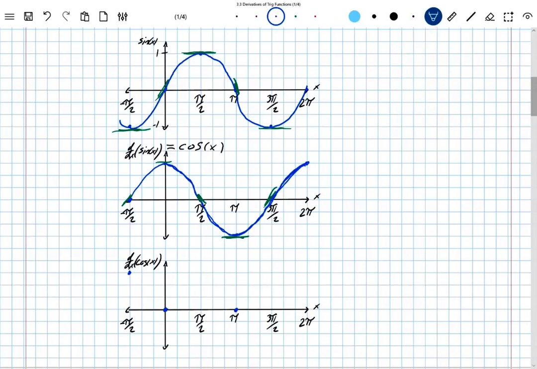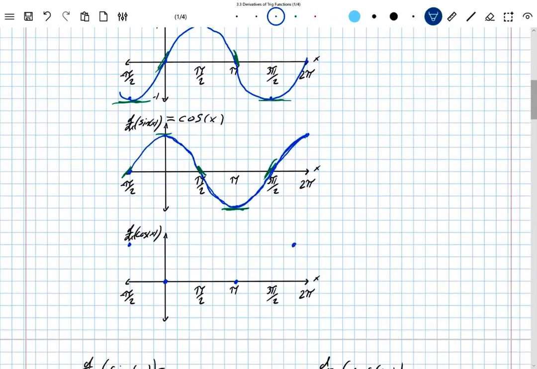Maybe you can try to fill this in yourself. It's at a minimum at pi/2, and I can try to connect these dots again. Oops, I got this. I was off by a point there. And then right back down to 0. Nice. That looks familiar.